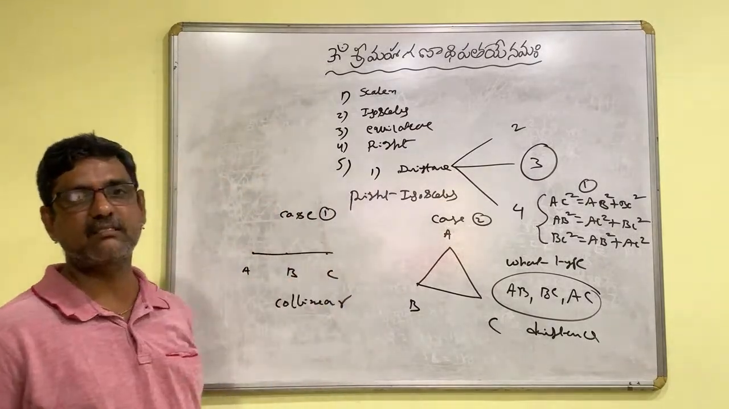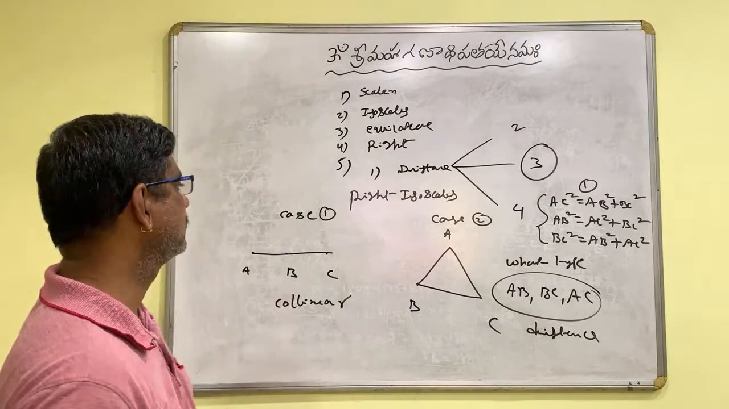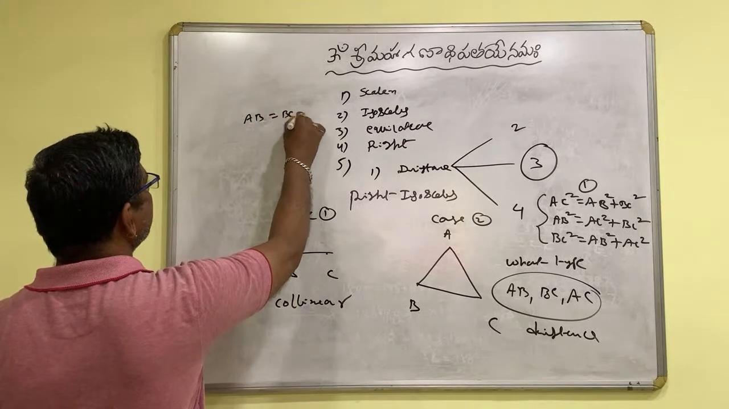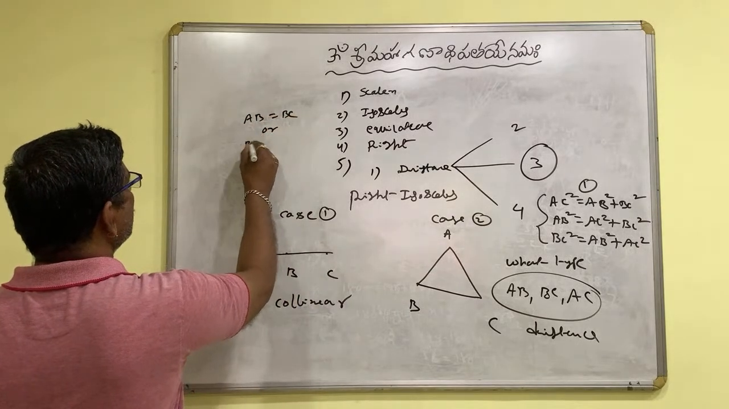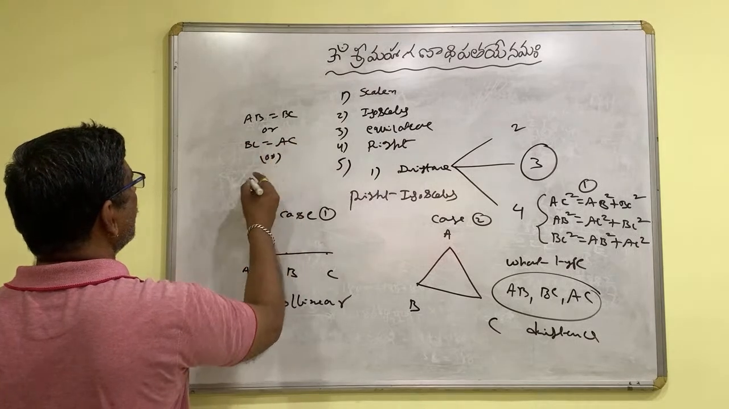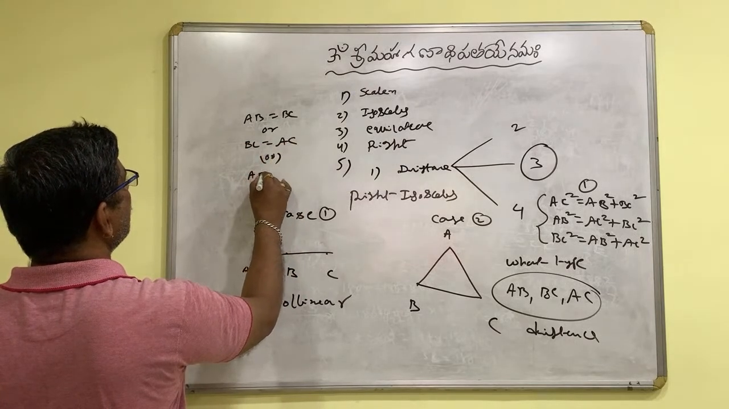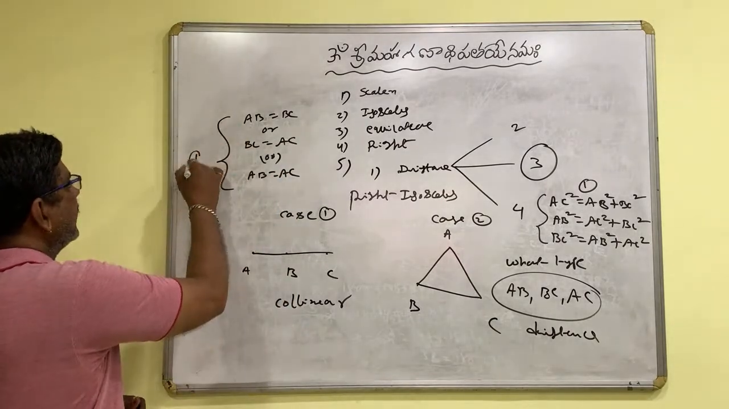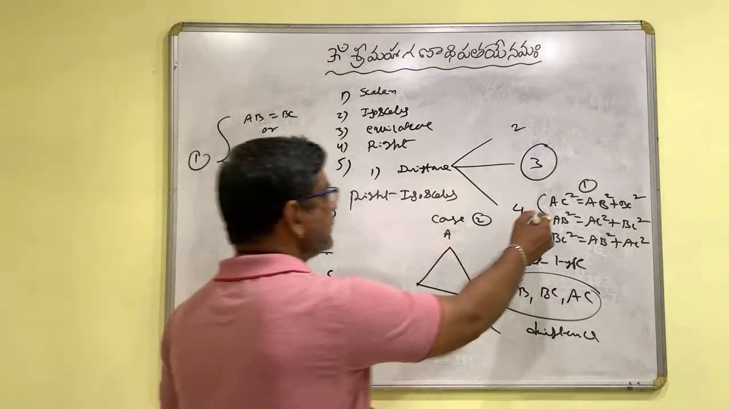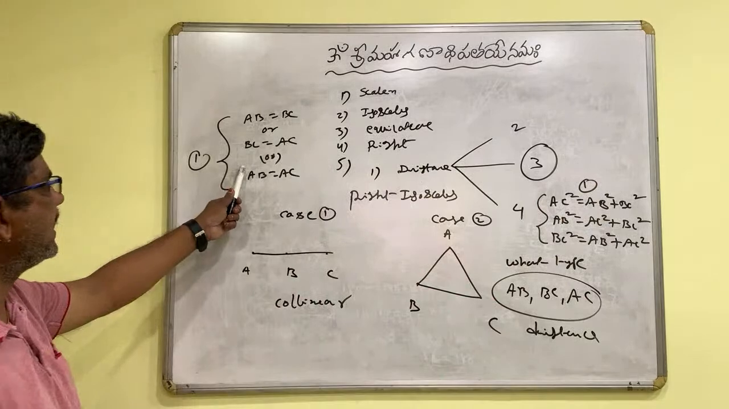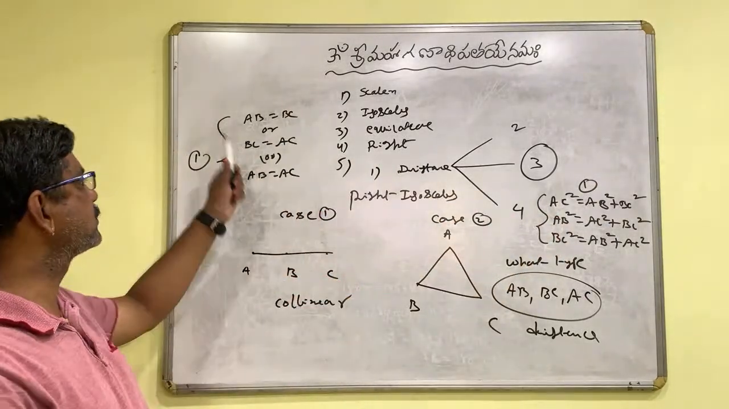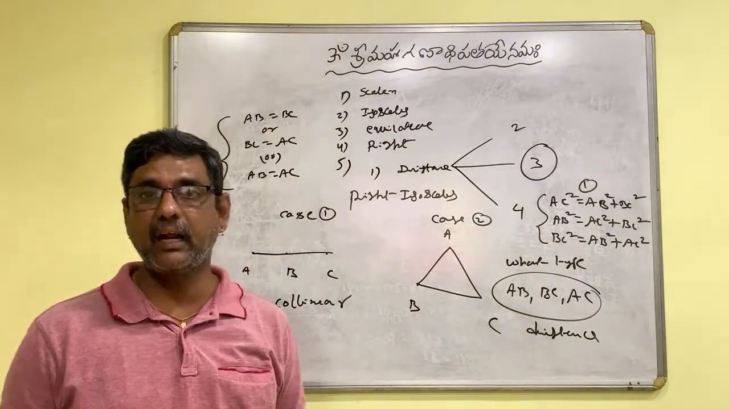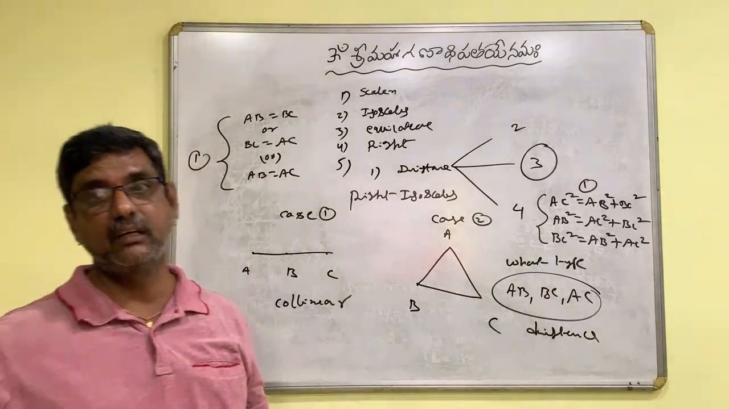And what about a right isosceles triangle? Right isosceles means 2 sides must be equal, and any one of these 3 conditions must happen. This one and this one, both must hold. Then we can say that particular triangle is a right isosceles triangle.